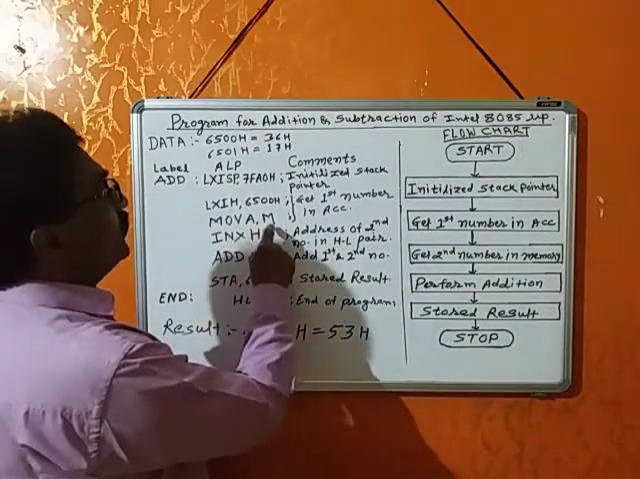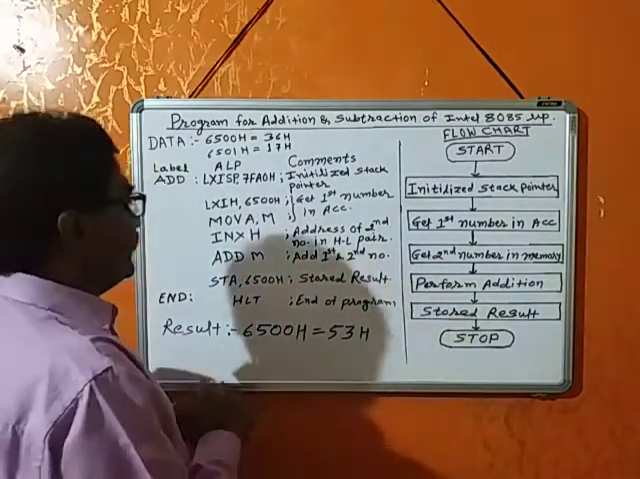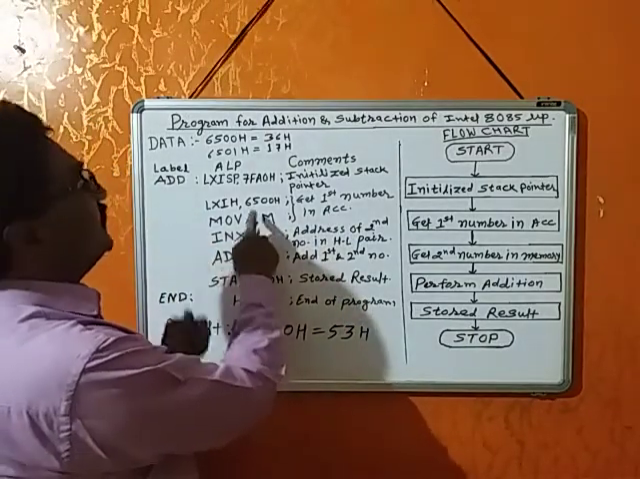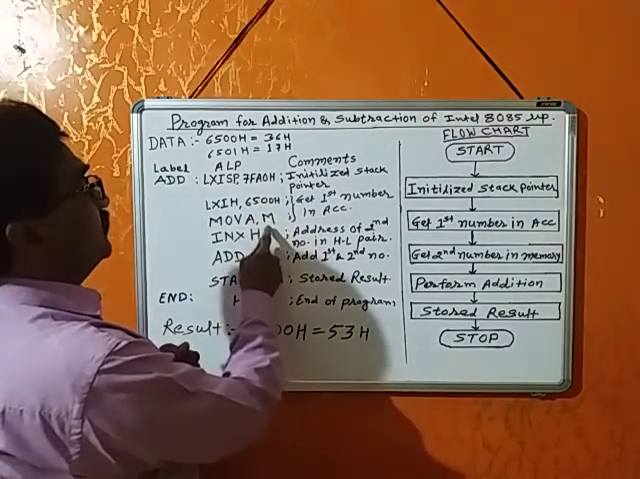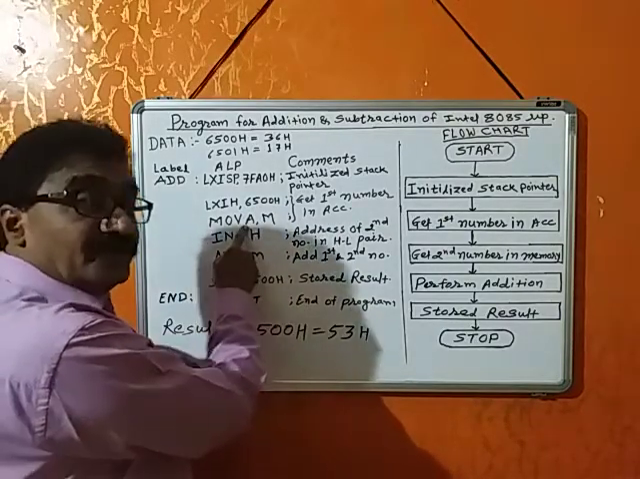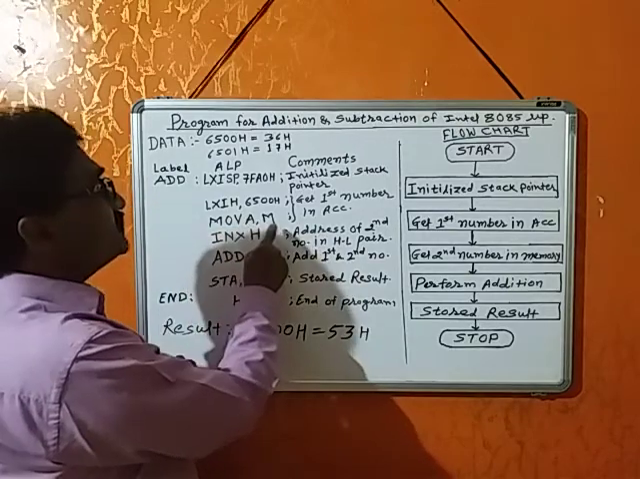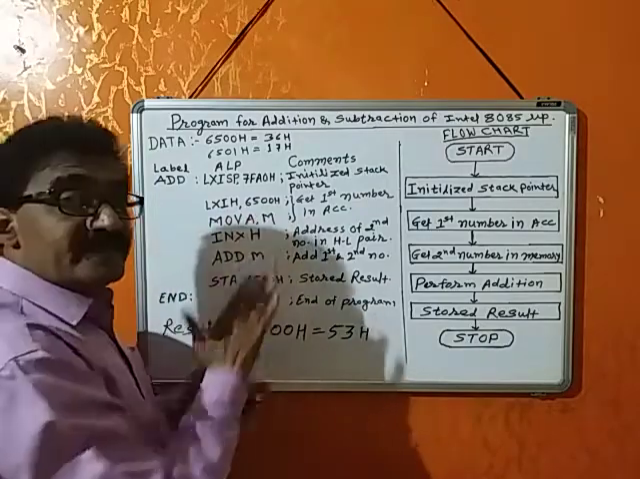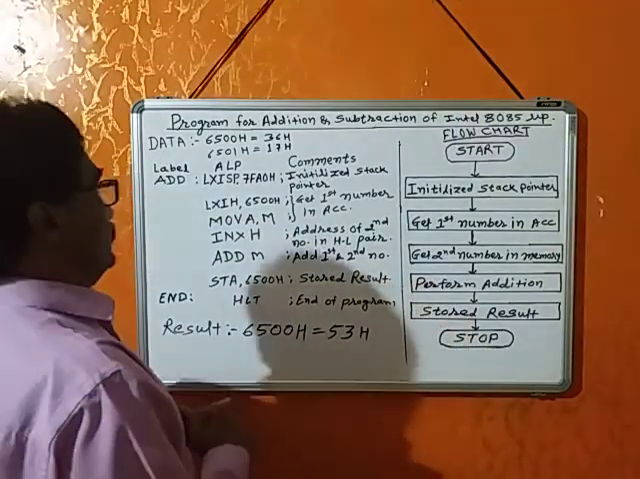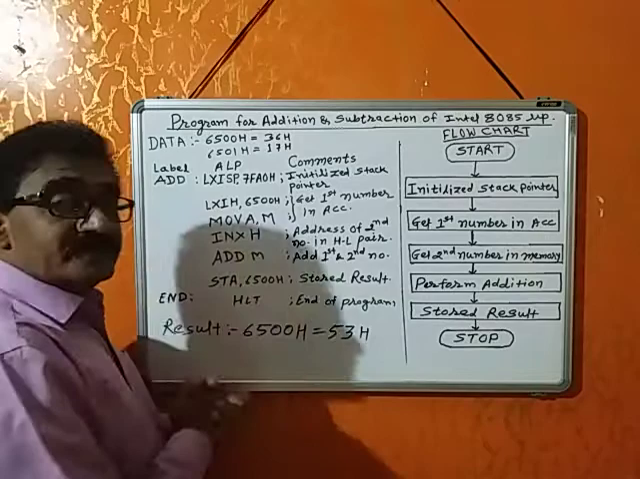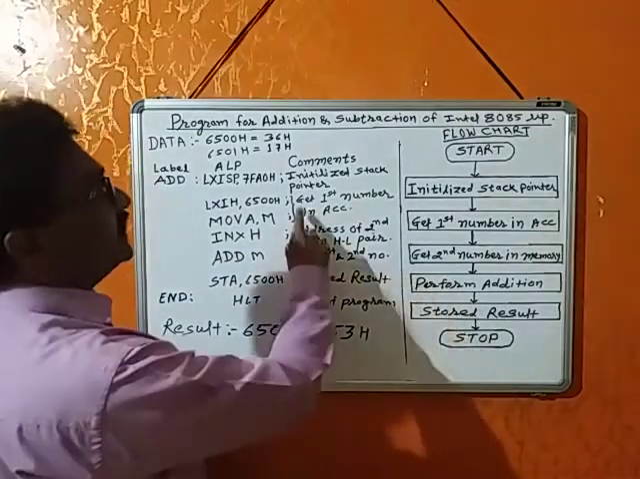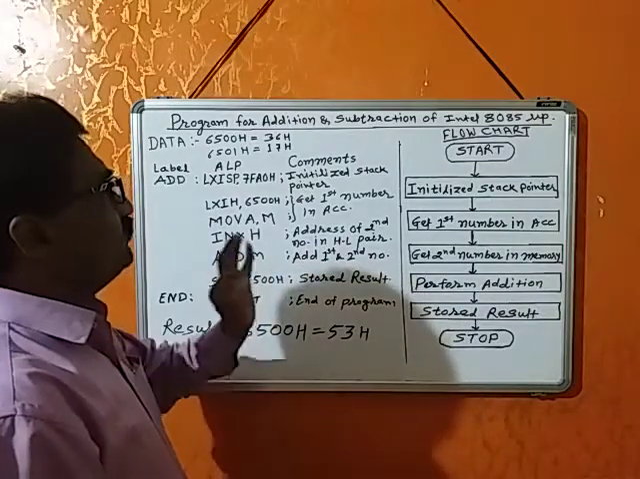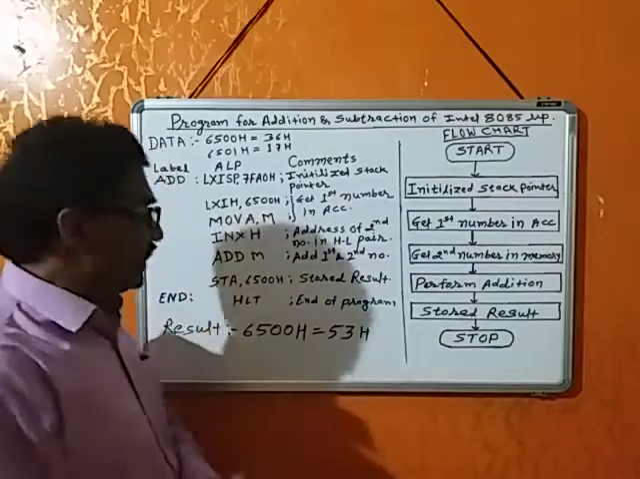But this MOV A, M means this is the memory location whose address is given in the HL pair. That number is transferred into the accumulator, meaning the address of this memory location is initialized by the HL pair, and then this number is transferred to the accumulator, meaning get the first number in the accumulator. Here there are two numbers. Out of these two numbers, the first number is stored in the accumulator.